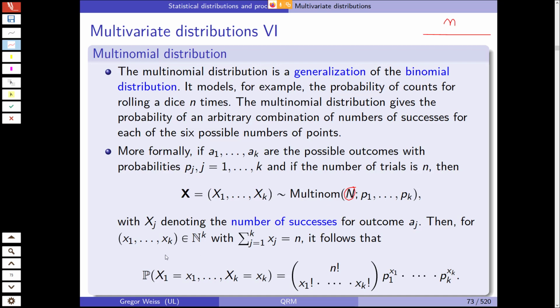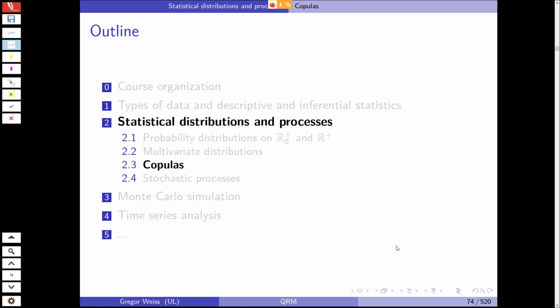Then for x1 until xk, it follows that the probability of rolling x1 in the first try, x2 in the second try, and so on, is n factorial over x1 factorial times up to xk factorial, times the product of all those probabilities taken to the x1th power. That's the binomial probability, and from these probabilities we can build the multinomial distribution.